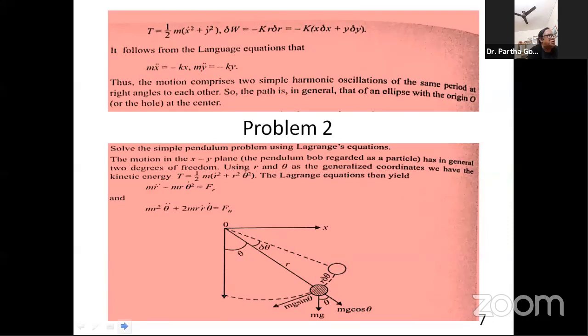Once again I would have the Euler-Lagrange equation, a differential equation of second order and first degree in the two generalized coordinates x and y: m ẍ equals minus k x, and m ÿ equals minus k y. Now, what do these two differential equations individually correspond to? What kind of physical system? Let me ask you. Please tell me what kind of physical system each of them corresponds to.